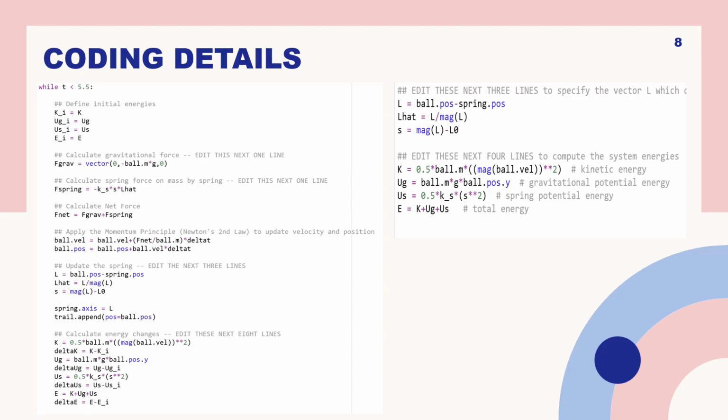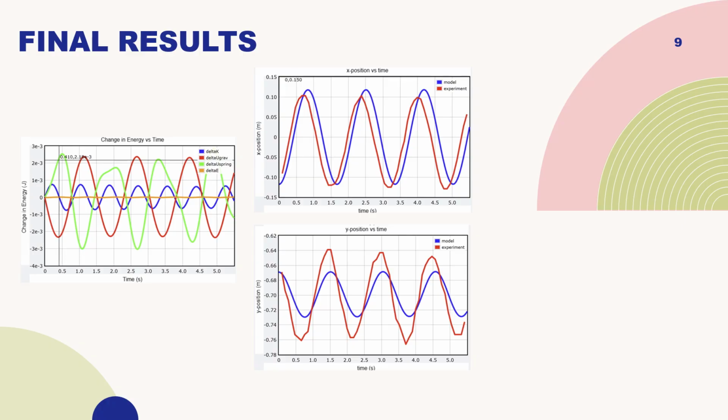Okay, so the coding details. The first image shows all the force calculations on the system, as well as the velocity and position update calculations, and the L, L hat, and S update calculations, and then the energy changes of the system. And the second image shows the calculations originally of L, L hat, S, and each of the energies of the system.